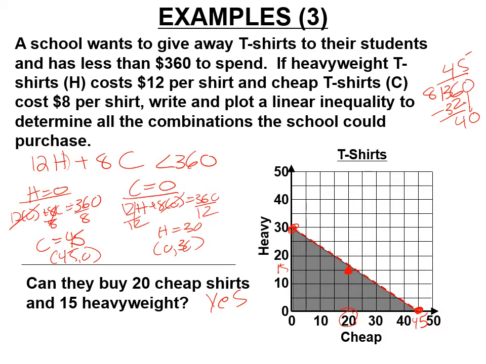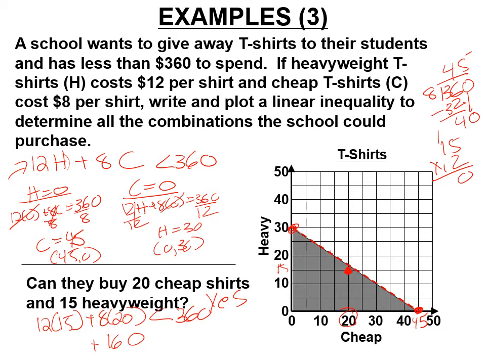What's the other way we could check? We could check with the equation, right? So heavyweight 15, I'm putting this into the inequality, and 20 cheap, is that less than 360? It better be. 8 times 20, that's 160. 12 times 15, let's do that over here, 180, and so 180 plus 160 is what? I think 340. Is 340 less than 360? Yes. Double checked it two ways.